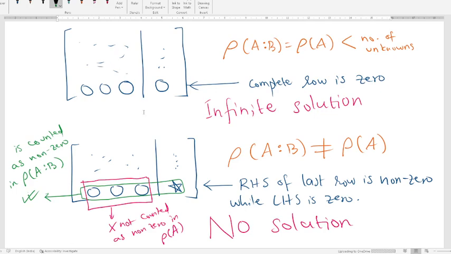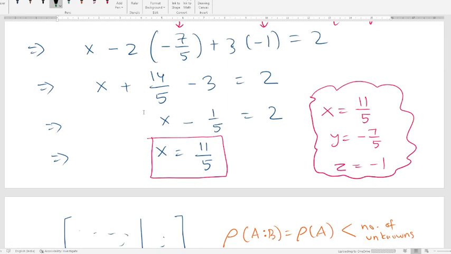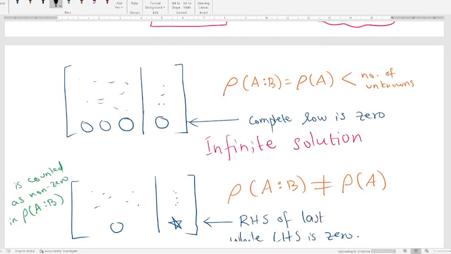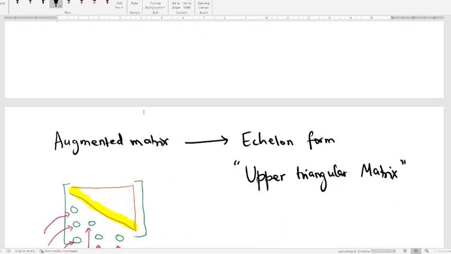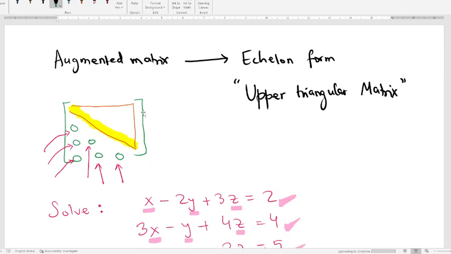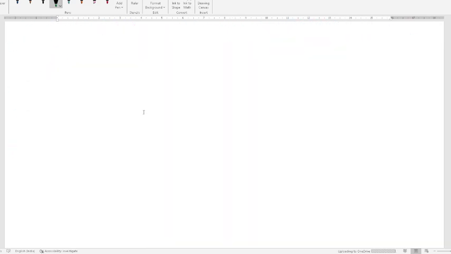The x value is what? 11 by 5, y is negative 7 by 5, z is negative 1. So in the Gauss elimination method, what we did is that we changed our augmented matrix into an upper triangular matrix, right? This is what we had done. However, when we want to do the Gauss-Jordan method, right?